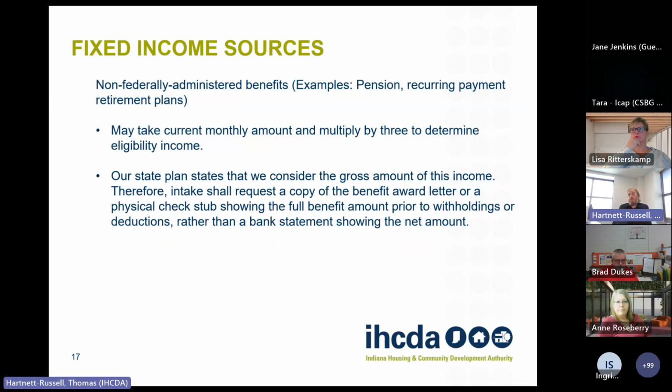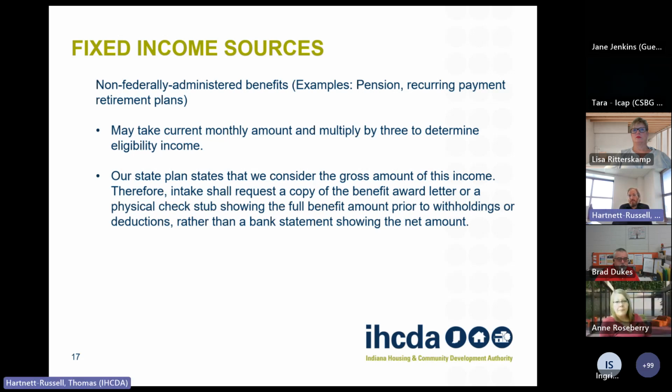There's also non-federally administered fixed income benefits, such as pensions, recurring payment retirement plans, etc. With those, again, you take the current monthly amount, multiply by 3 in order to determine the eligibility income. The caveat here is that our state plan states that we consider the gross amount of this income. Therefore, intake should be requesting a copy of the benefit award letter or a physical check stub showing the full benefit amount prior to withholdings or deductions rather than a bank statement showing the net amount.